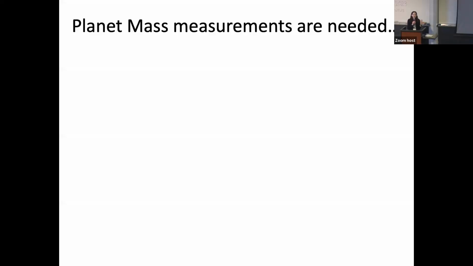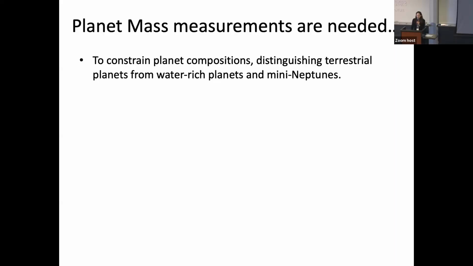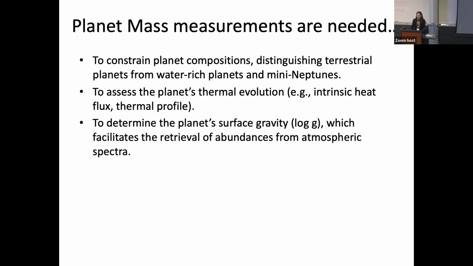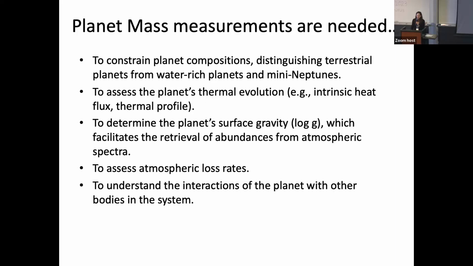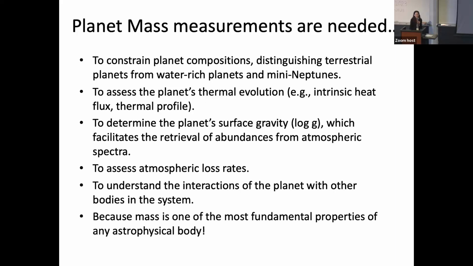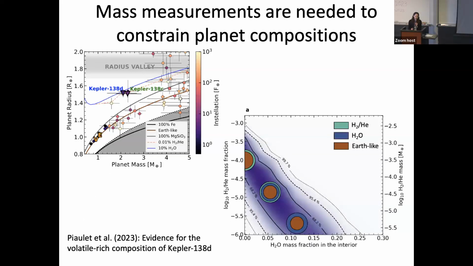Okay, so in the last few minutes, I wanted to turn to the other topic I was assigned, which is the importance of mass measurements. Mass measurements are important for characterizing atmospheres for multiple reasons: to constrain compositions, to assess the planet's thermal evolution, to constrain the surface gravity and atmospheric mass loss rates, and to understand the broader context. I'll just briefly give a bit more detail on each of these points.